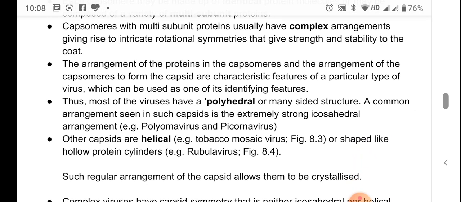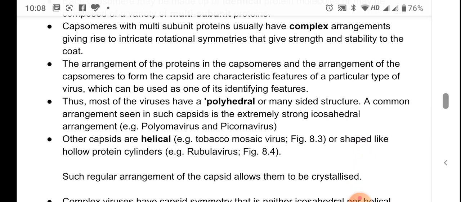So this arrangement of proteins in the capsomeres is one of the identifying features of the virus. That is a specific feature of the virus. This arrangement of proteins in capsomeres differs from virus to virus. Because of this arrangement of capsomeres in the capsid, viruses can have different shapes.